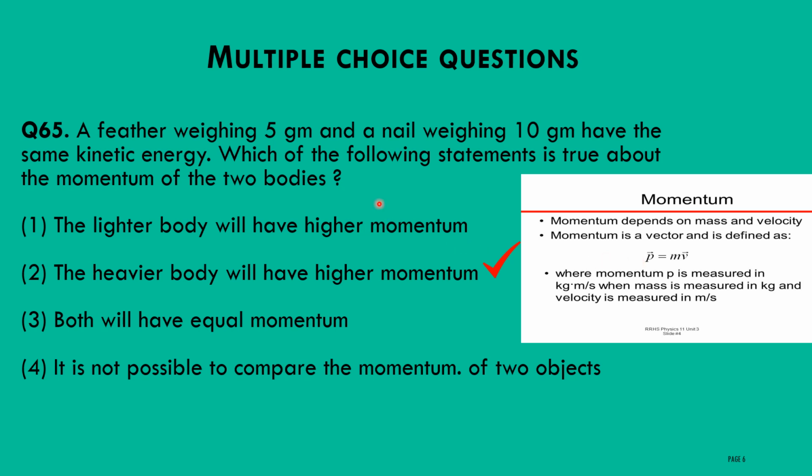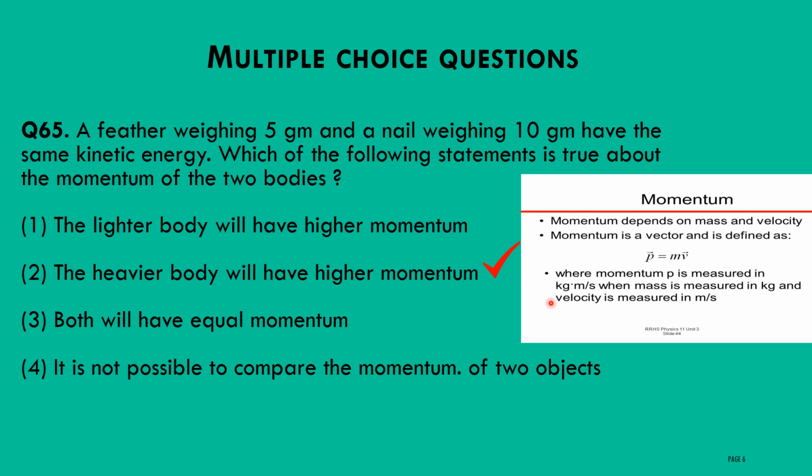Look at this case, compare in this case. Here they are given two different objects having two different weights. Here the nail is having 10 gram, the feather is having 5 gram. Here the nail possesses more weight, therefore the momentum of the nail is more compared to the momentum of the feather, because the nail possesses more mass. Already you know when the object has more mass it will possess more momentum. Therefore the second option, the heavier body will have higher momentum, is the correct answer.